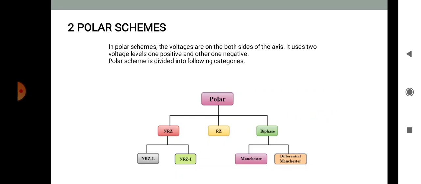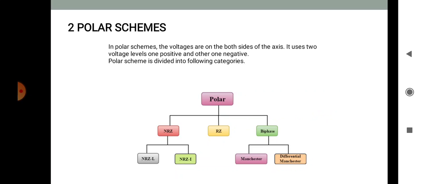Then second is polar scheme. In polar scheme, the voltages are on both sides. That means it uses two voltage levels, one is positive and another is negative. Four different encoding schemes are shown in this diagram.